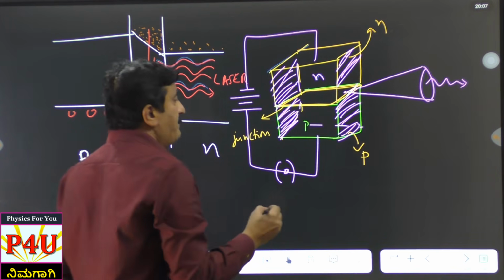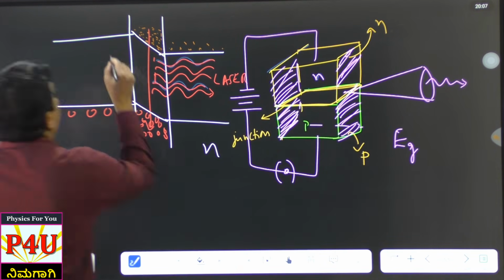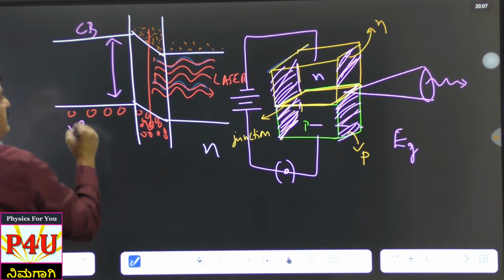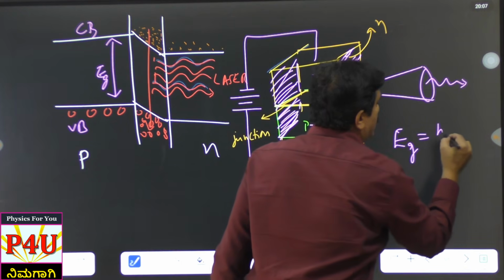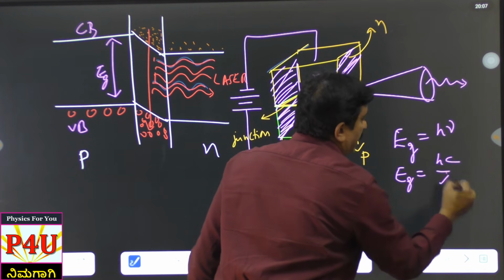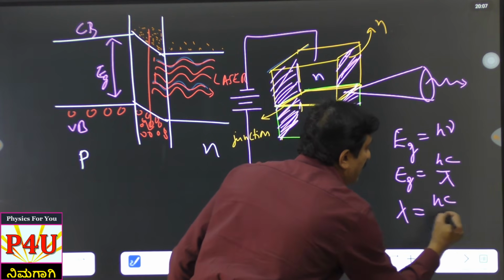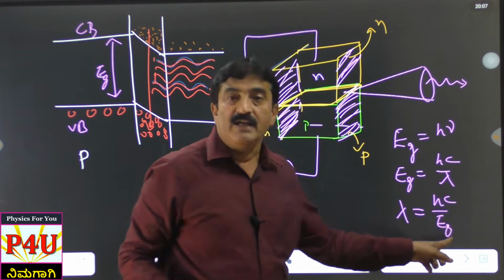And finally we have the energy gap. Sir, what is energy gap? It is the difference between the conduction band and the valence band. This is the energy gap. This energy gap is equal to h nu, that is, Eg is equal to hc divided by lambda, where lambda is the wavelength of the emitted light. So h is known, c is known, Eg is the energy gap.